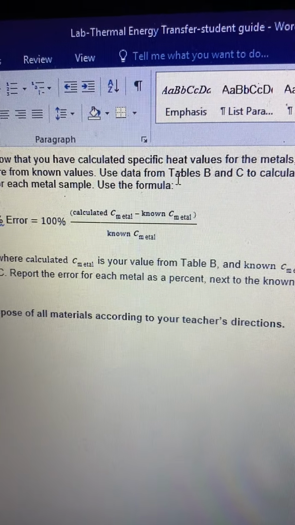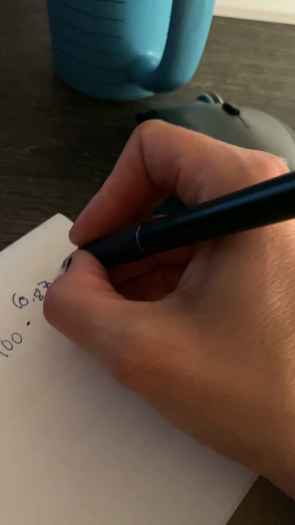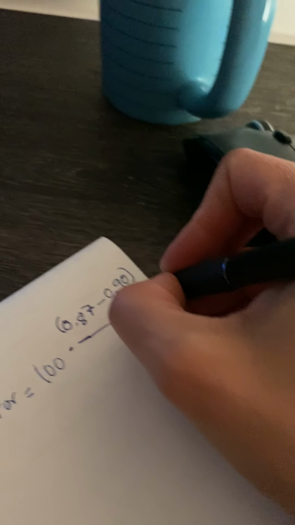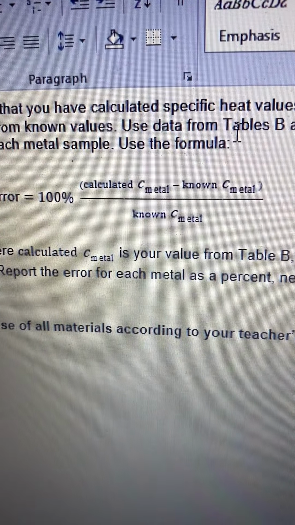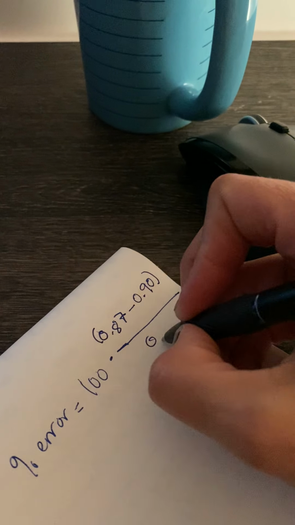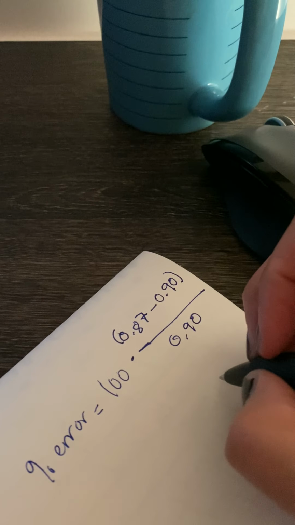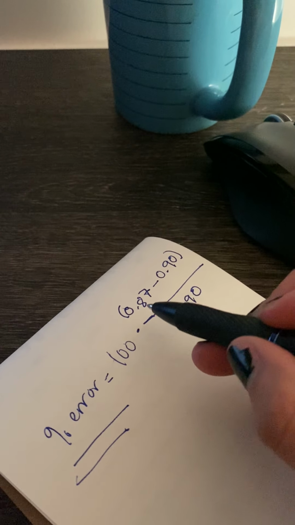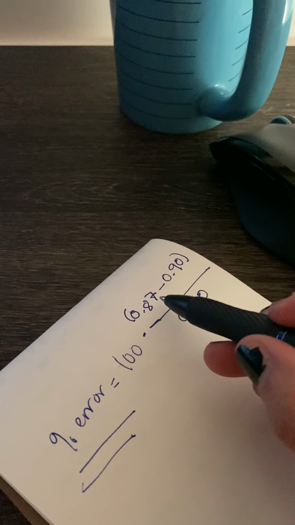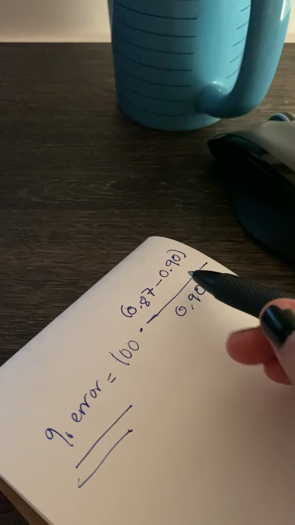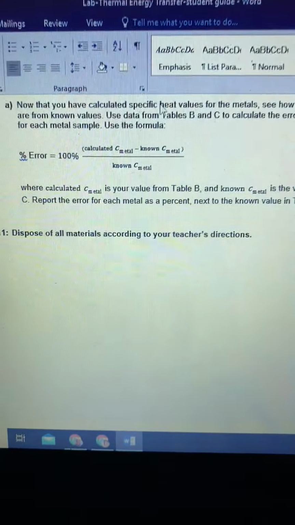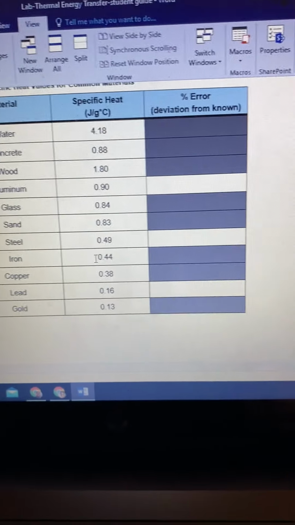Well, what's the known specific heat of the metal? I look in table C, and it told me that the known specific heat of aluminum was 0.90. I'm going to take that figure over the known specific heat of the metal. I'm just going to write 0.90 here. When I do this calculation, it'll give me my percent error, which, if my calculated specific heat was 0.87 and my actual specific heat was 0.90, probably won't have very much error. So I'm going to put that percent error into table C here.